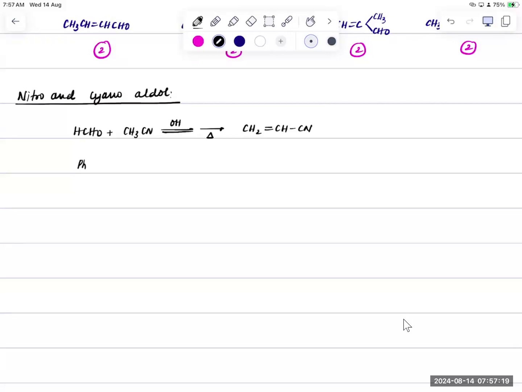So if you have PhCHO plus CH3CN in the presence of OH minus, followed by heat, here you get Ph-CH=CH-CN. Instead of cyanide, we can also have nitro, so it will become nitroaldol. Cyanoaldol or nitroaldol. Okay.